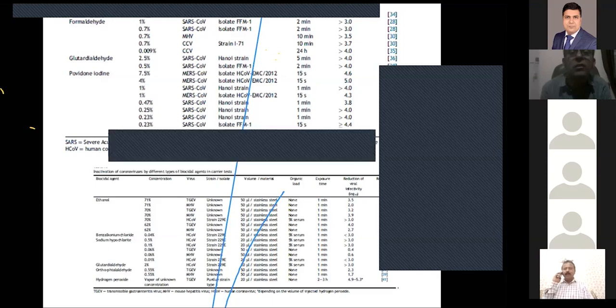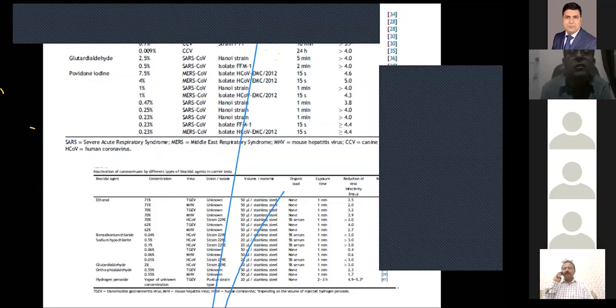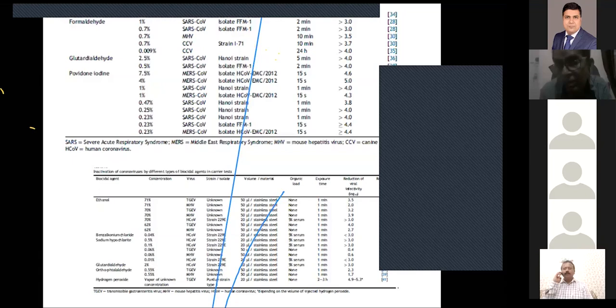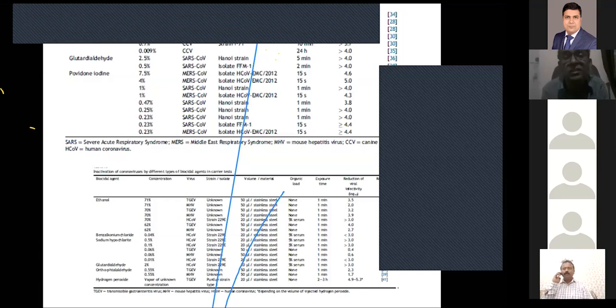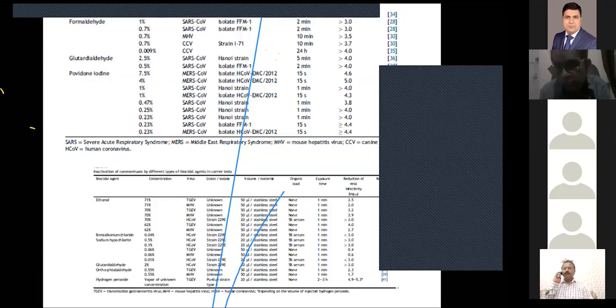In the same way, ethanol and some other chemicals are also mentioned here. They are also very sensitive towards killing coronavirus, and their concentrations are also given, some 50 microliters or some 20 microliters. So this is all the data that I have shared with society through this nice platform of IFTM University.